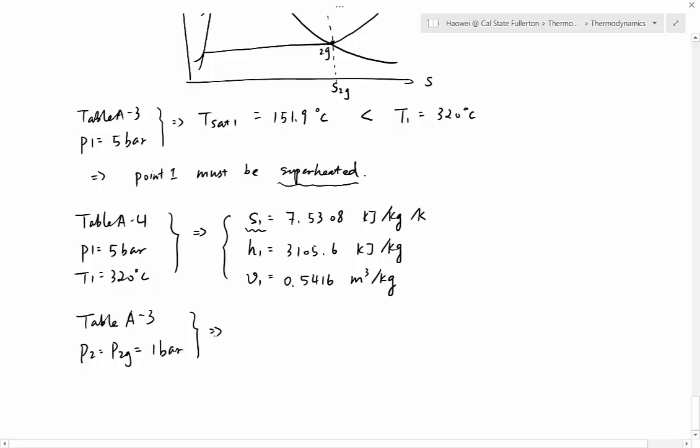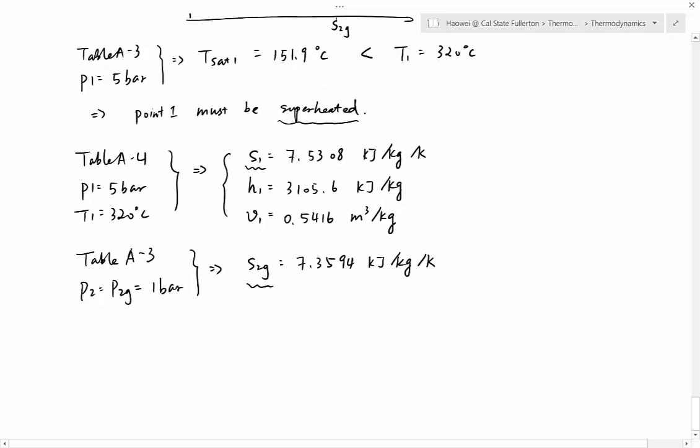So from the table, we can easily find S2G. You just go to the table and look for the column SG. Okay, S2G is 7.3594 kilojoule per kilogram per Kelvin. So now I have S1 and my reference S2G. Which one is actually bigger? S1 is actually bigger. S1 is bigger than S2G.